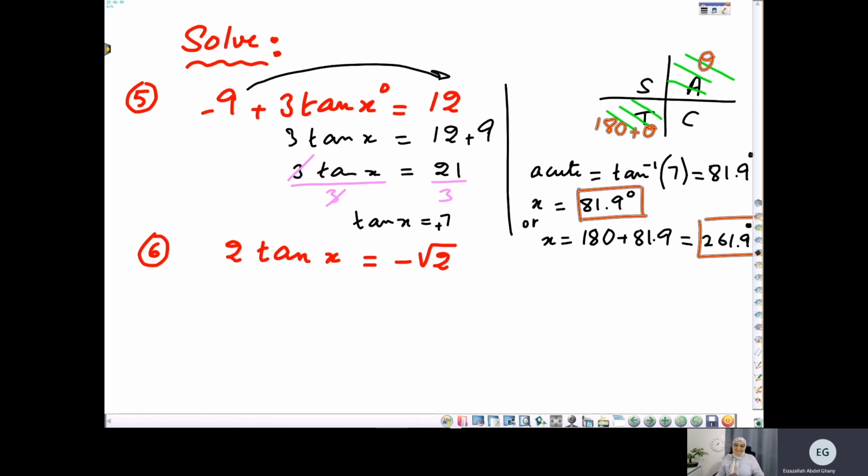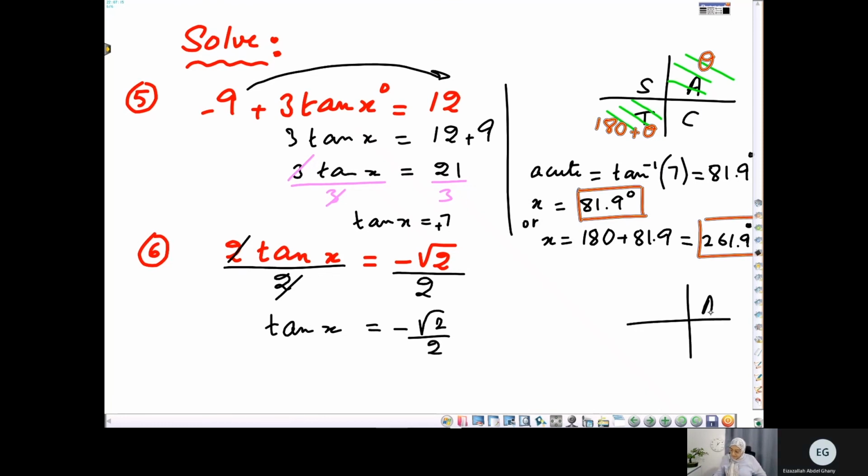Now the last equation. I miss you. Now 210x equals negative square root of 2. First of all, who knows? Because 2 is multiplied by 10, how to get rid of the 2? By division. Divide both sides by 2. Cut, cut. Here is 10x equals negative square root 2 over 2.